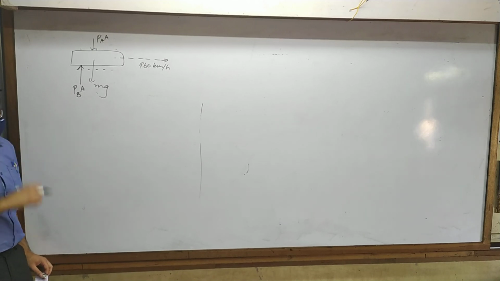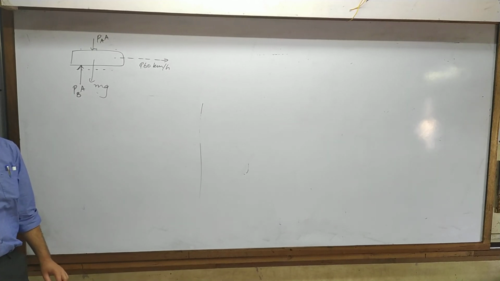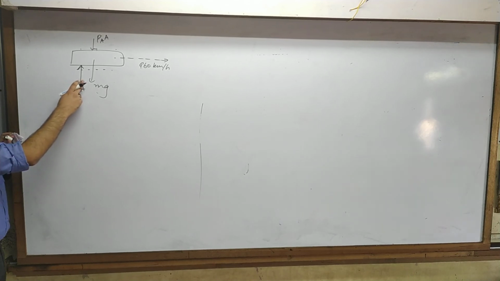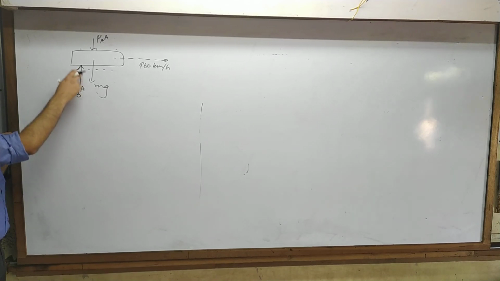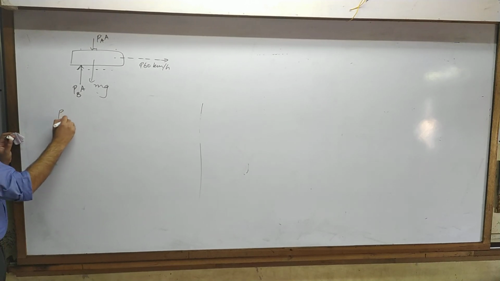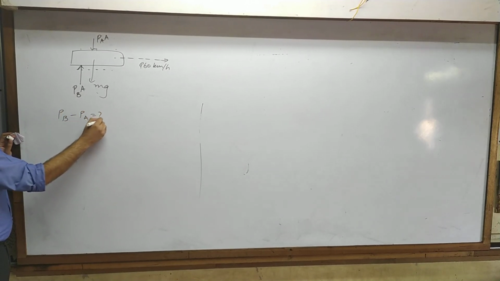Read the question. What do we have to find? Pressure difference between the lower and upper surface. The pressure below was greater. So we have to find out what is P_B minus P_A.